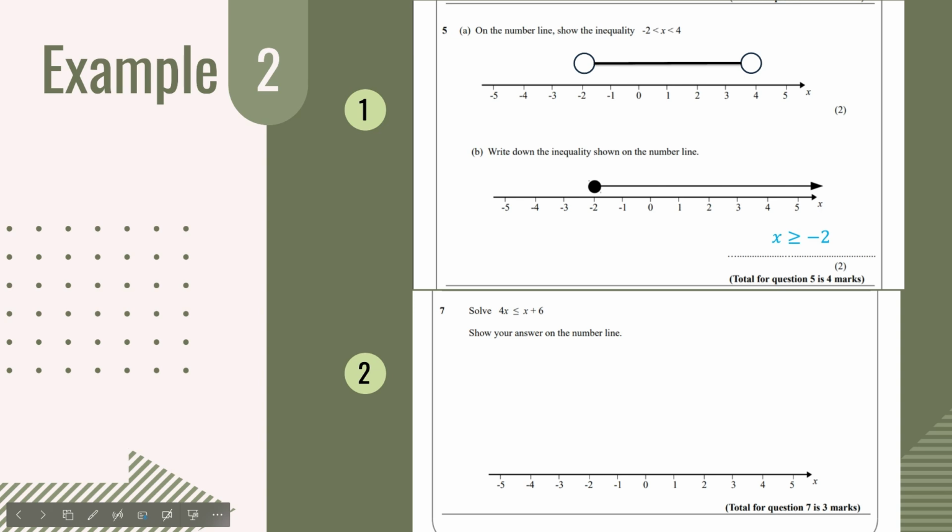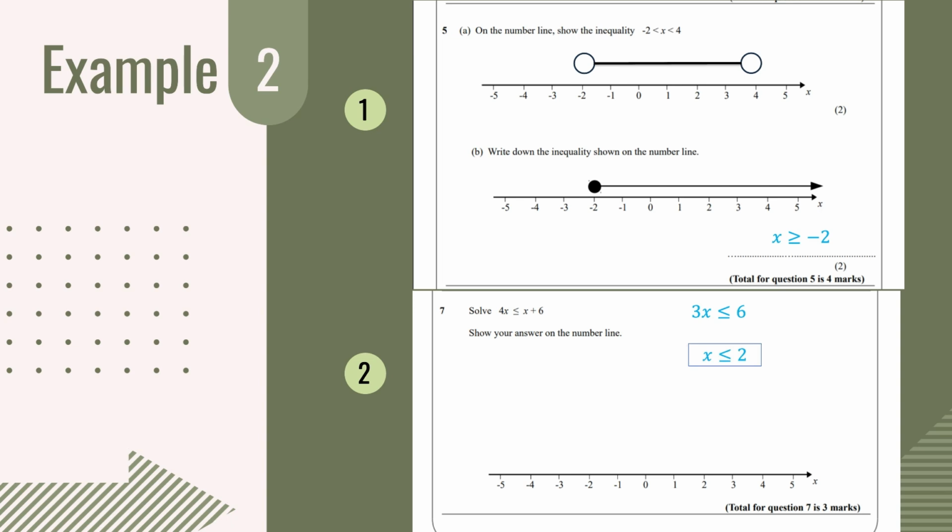So, in the second question, it asks us to solve the inequality of 4x is less than x plus 6. Here, we must rearrange this inequality equation to get all our x's on one side to then simplify. So, if we minus x from x plus 6 and 4x, we get 3x is less than or equal to 6.